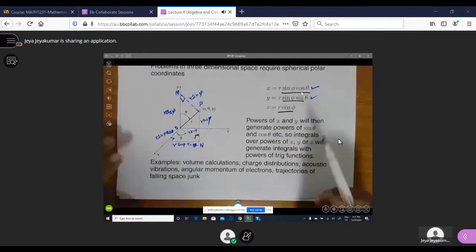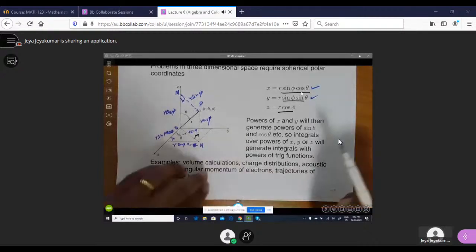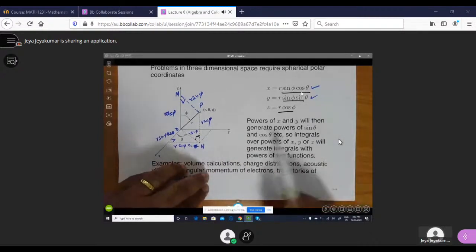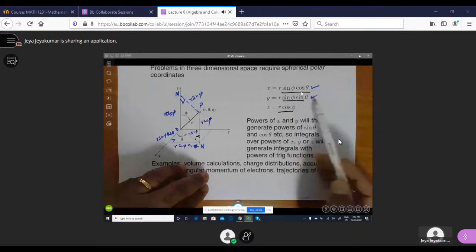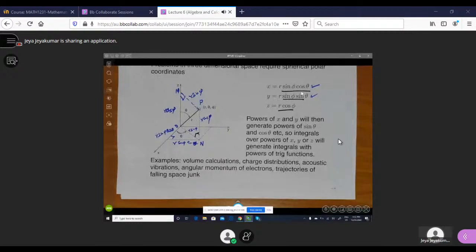So, for example, if you want to find a volume of a three-dimensional region or a solid, it's sometimes easier to use the spherical polar coordinates to calculate the volume. If you do that, then the powers of x and y will generate powers of sine theta and cosine theta because of this relationship here, right? So the integrals over powers of x and y will generate integrals with powers of trig functions. So this is the reason we want to focus on integration of trig functions, right?